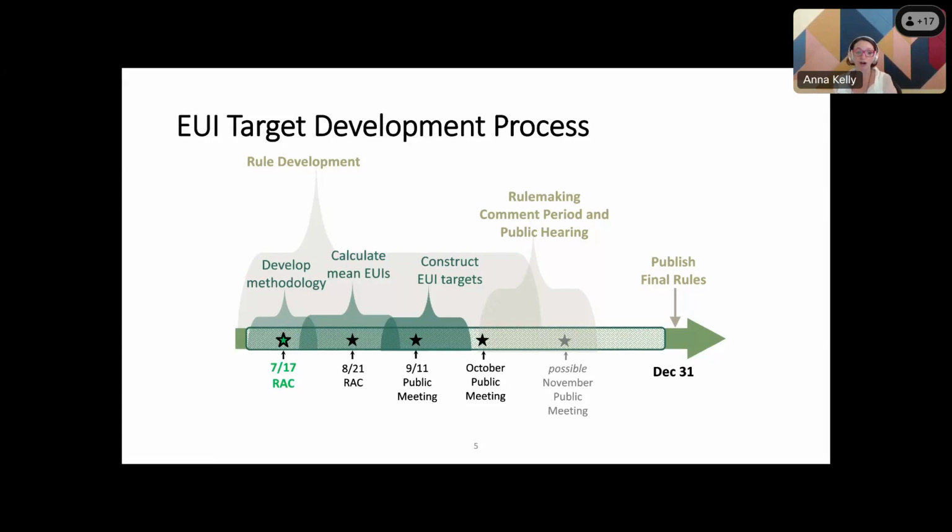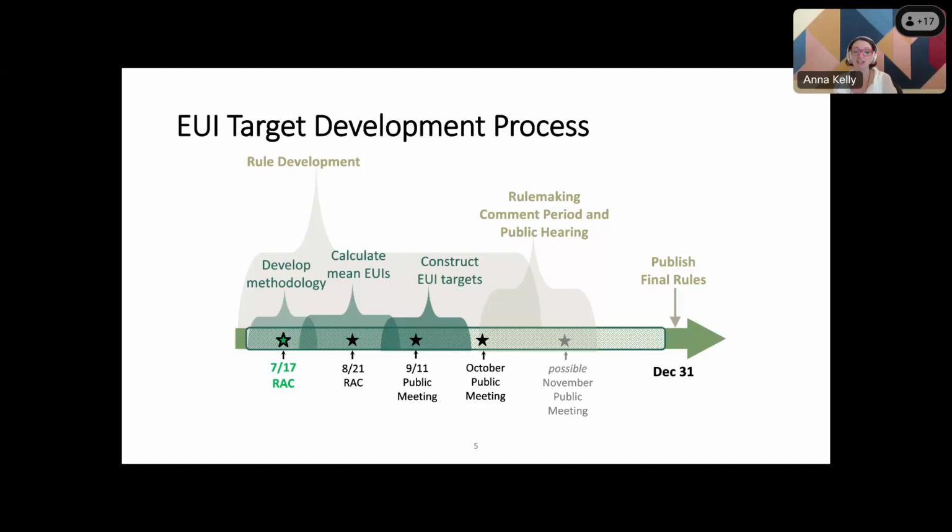And I wanted to give you an overview of the timeline that we're going to be following for this. As you can see, this is a pretty lickety-split timeline, hoping to have the final rules published before the end of the year. So what you're going to be seeing is every 3 to 4 weeks, we're going to be having another meeting, either a RAC meeting or public meetings, to go through this process as quickly as can be done with the high level of rigor that is required to establish compliance-driven EUI targets. So the very first thing that we are doing now and presenting to you is the methodology by which these EUI targets will get developed.